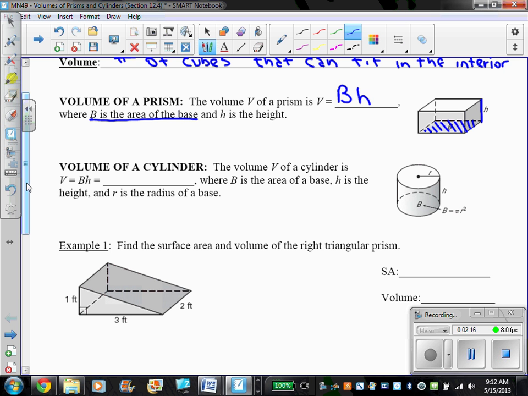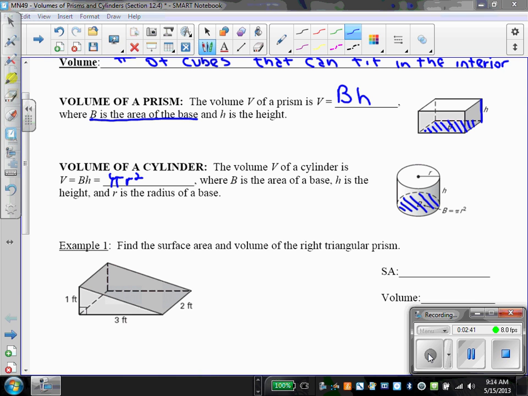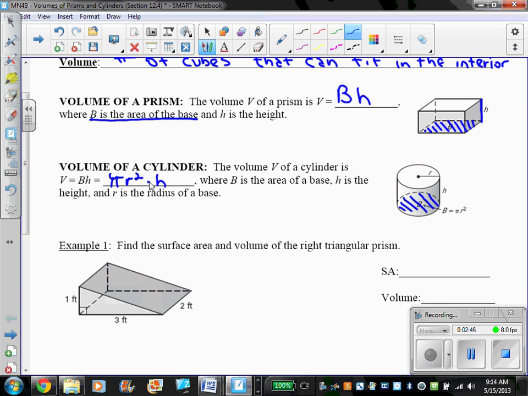The volume of the cylinder is the same idea, but it's a little different because it's a circle. The volume V of a cylinder is volume equals base times height, just like up above. But in this case, because your base is not a rectangle, you're going to use the area of a circle. So since our base is pi r squared, we're going to put pi r squared there, and then again times the height. So we found the area of the base, and then you multiply it by the height, and that'll give you the number of cubes that can fit inside of that cylinder.